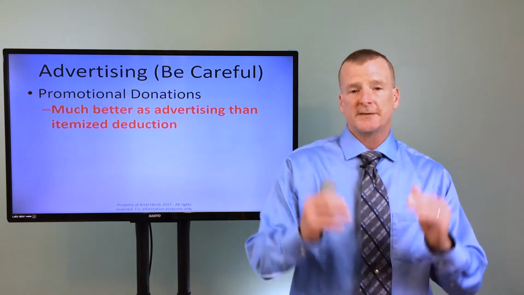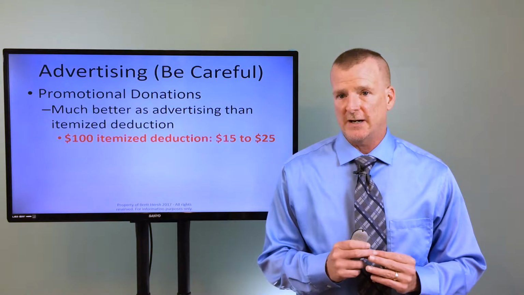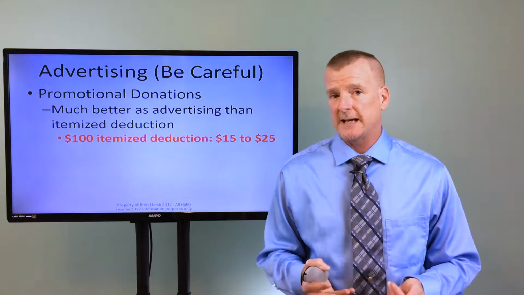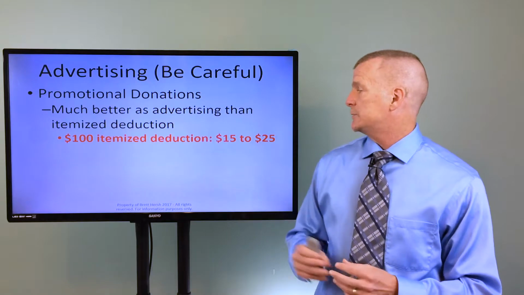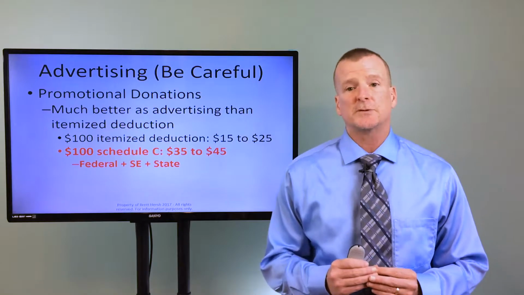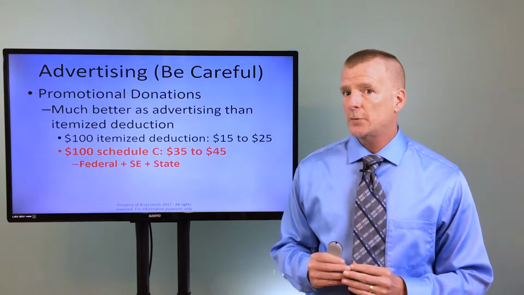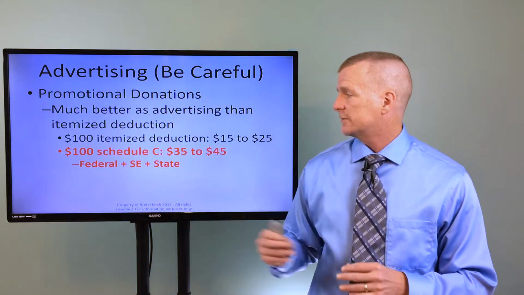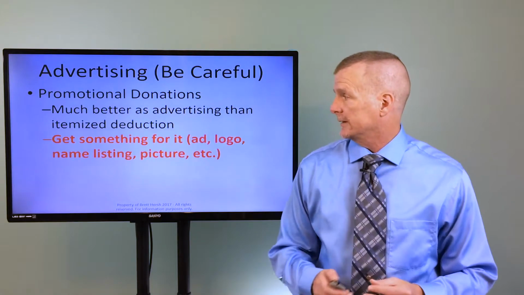Promotional donations. These are much better as advertising than as an itemized deduction. For example here, an itemized deduction, and you have to itemize deductions, but this course really isn't about that, but a lot of you may not even be able to itemize deductions. But if you do itemize, you might save between $15 to $25 as an itemized deduction. But if you take it on Schedule C, that's going to be somewhere between $35 to $45 in tax savings for every $100 of promotional donations you make. It'll save you between $35 to $45, and that of course includes your federal, your self-employment tax, and then also your state taxes have been incorporated into that.